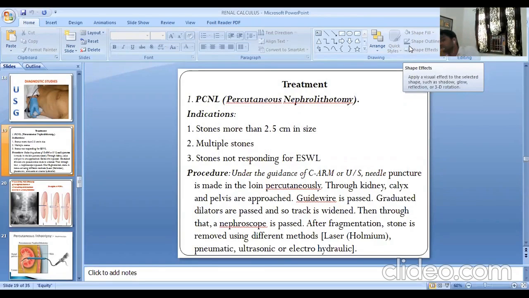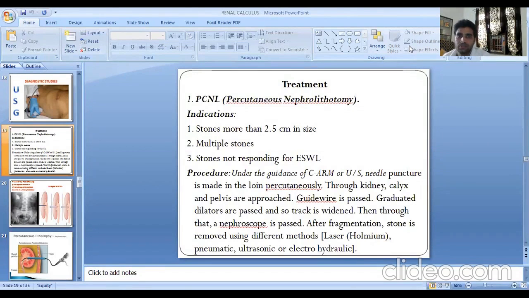In previous class, we discussed types of renal stone and diagnostic tools of renal stone. In today's class, we will discuss treatment of renal stone.